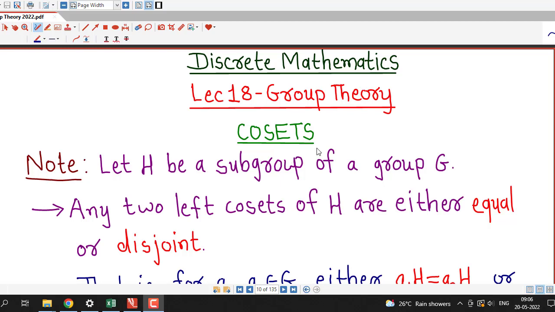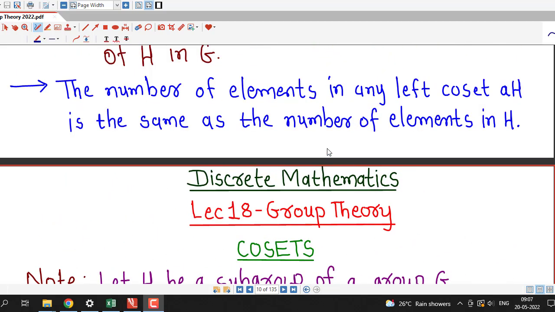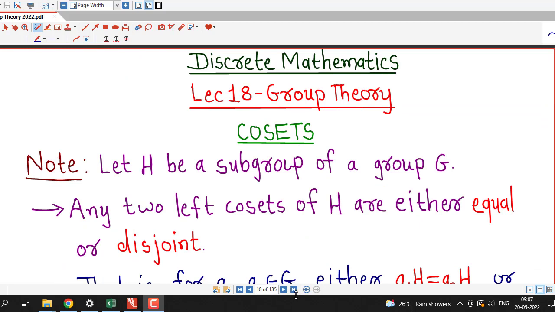Hello friends, I welcome you to lecture number 18 on group theory. In lecture number 17 we discussed cosets of a subgroup in a group. So we first recall that definition.